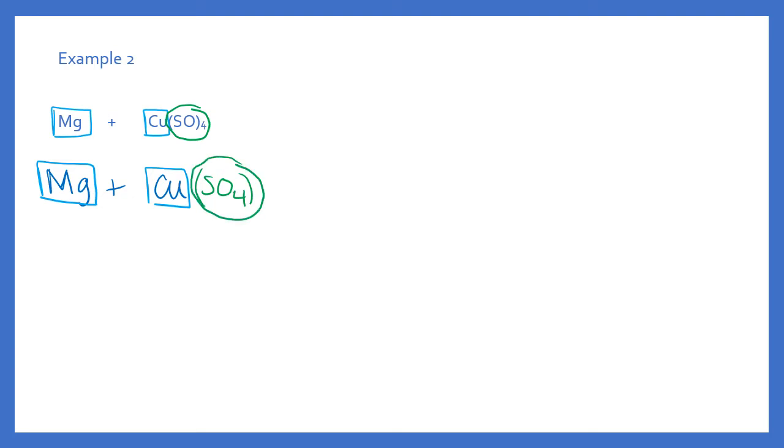So once again, after you rewrite that, magnesium and copper are the metals, and SO4 is a nonmetal. Since I have 2 metals and 1 grouping of nonmetals, the 2 metals are going to swap. So the magnesium is going to sit where the copper is, and the copper is going to come out and sit alone where the magnesium is. So the copper is alone plus the magnesium hanging out with the SO4.